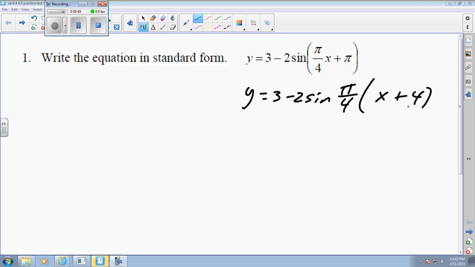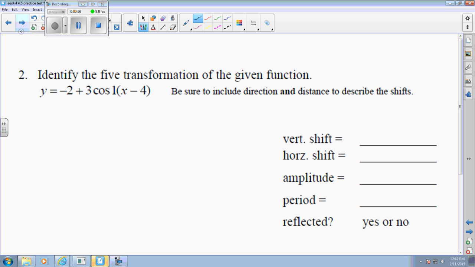Remember, your vertical shift is out front, horizontal shift is in here, amplitude, and we get the period using that number there.